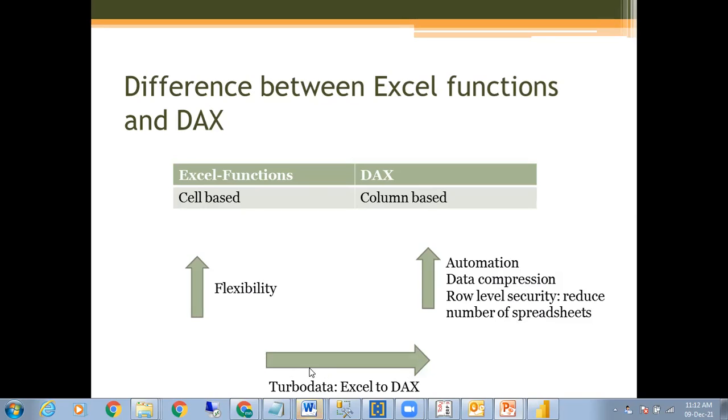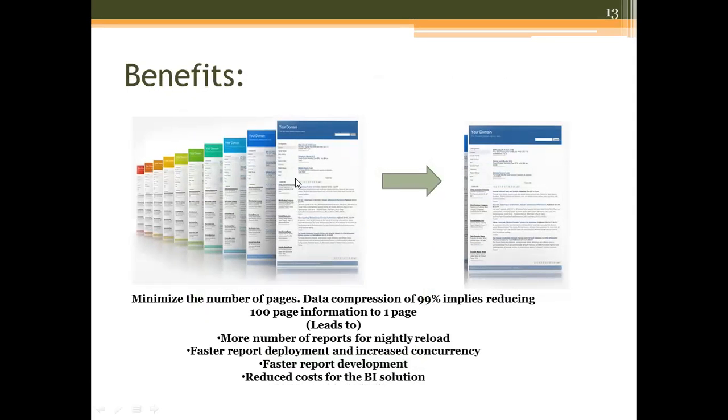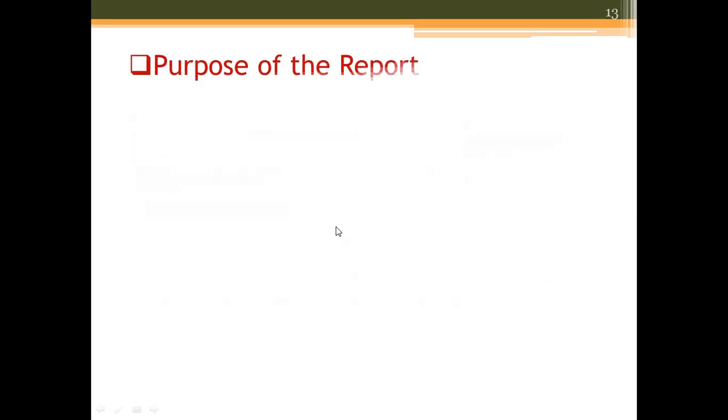So what Turbodata does is it helps you convert the Excel functions into DAX for those people who are looking to automate their spreadsheets and get the reporting in a faster, easier, and more convenient way based on row-level security. This is the benefit of using Power BI. It actually does massive data compression. A 100-page report, if it is compressed down to one page, I can read that report very, very quickly. So this is what Power BI DAX does, and this is what we actually enable you to do.